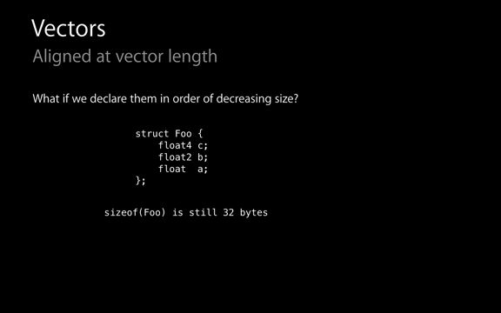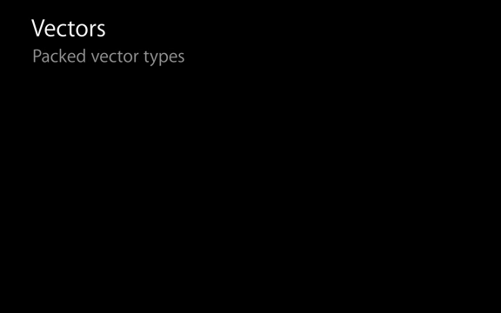Because if you were to use an array of these, if you try to index C at index 1, it has to make sure it's aligned on 16 bytes. So that doesn't work. So what if I wanted to tightly pack all my data structures? Yes, you can do that. And we have packed vector types for that.